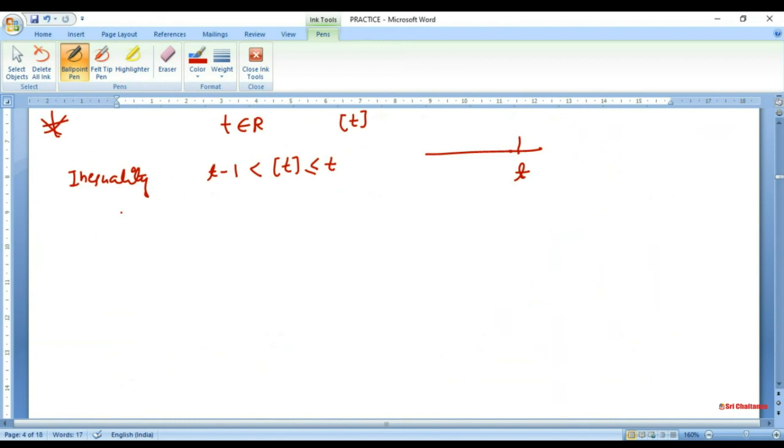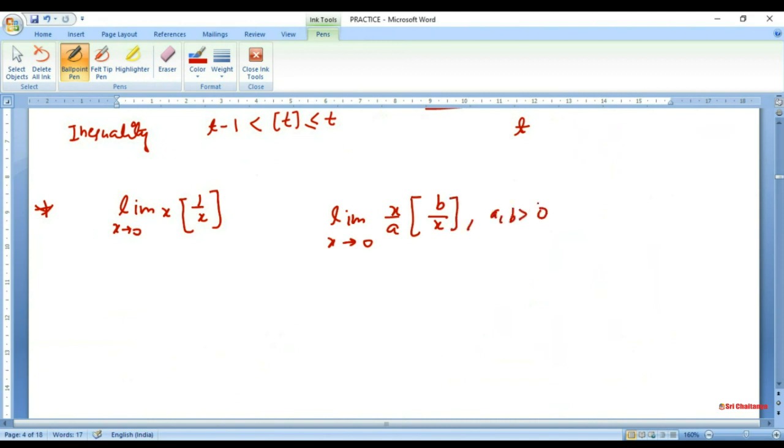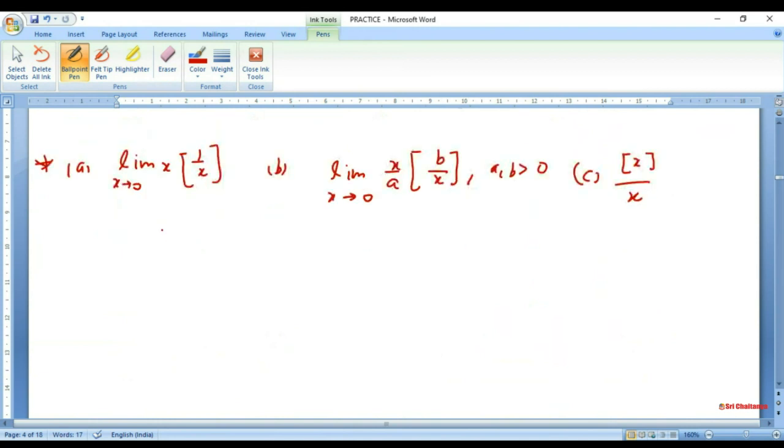So to begin with, simple examples. I give you limit x tends to 0, x times floor of 1 over x. The other is limit x tends to 0, x over a times floor of b over x. Here a and b both are positive. And the final example in this trilogy will be limit x tends to 0, floor of x over x. So these 3 examples, which I name A, B, and C, are connected. So let's attempt A. That will tell you a problem which we will use right afterwards. That will be a little tougher. This is just basic.